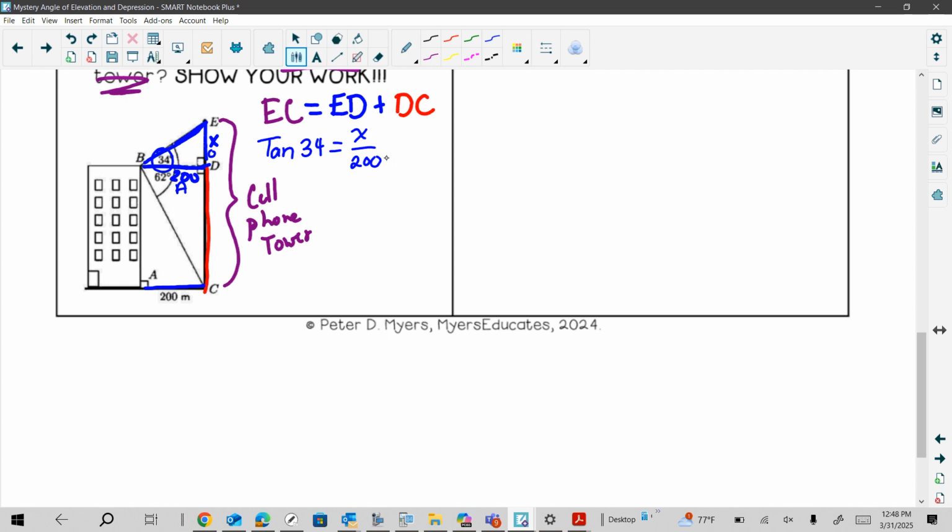And how do we solve for X? Look at the setup. Where's the variable? So what do you do when the variable's on top? So what are we writing? 200 times the tangent of 34. That's what you need to put in the calculator. Is X equals 139? No, 134. Yes, X is approximately 134.9.